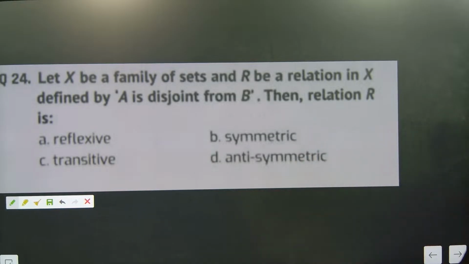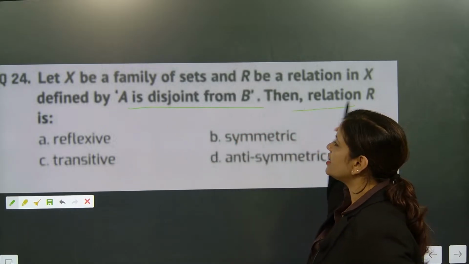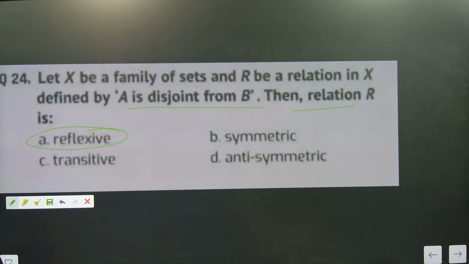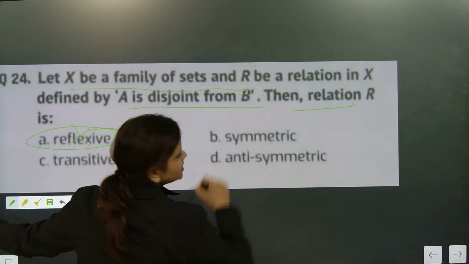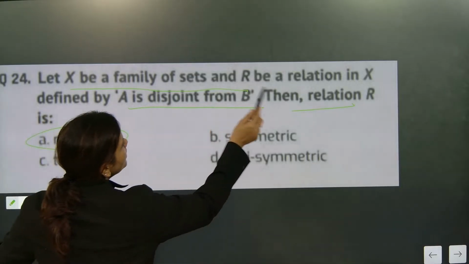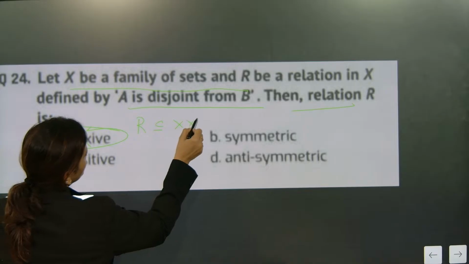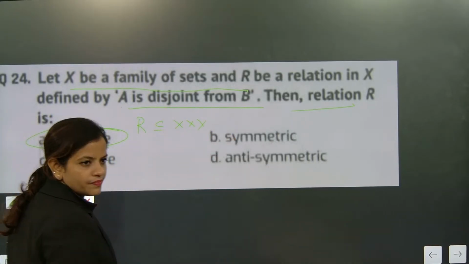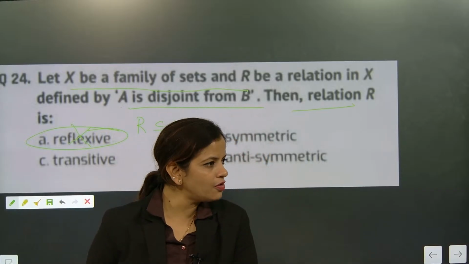Now look here. Can I start? See, X is a family of sets. A is disjoint from B. Then is relation R going to be reflexive? 100% it is not going to be reflexive. How is it not going to be reflexive? X is a family of sets. Now R is a relation in X. That means R is a subset of X cross X, defined by A is disjoint from B. Our relation itself is telling that A is disjoint from B.